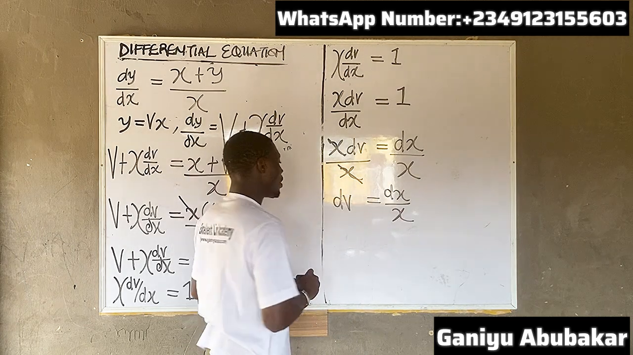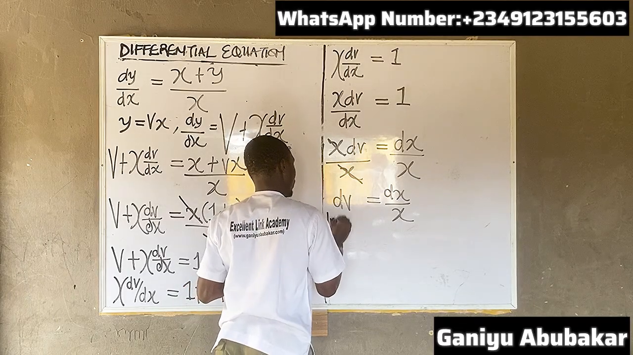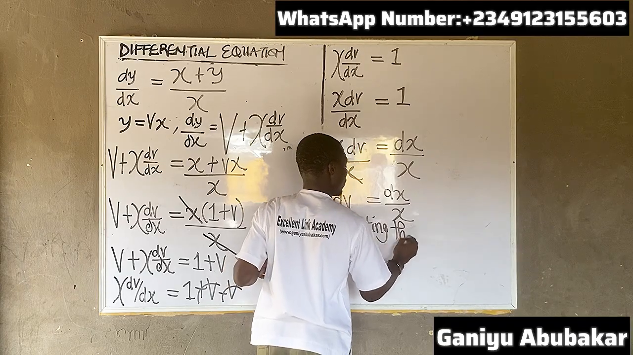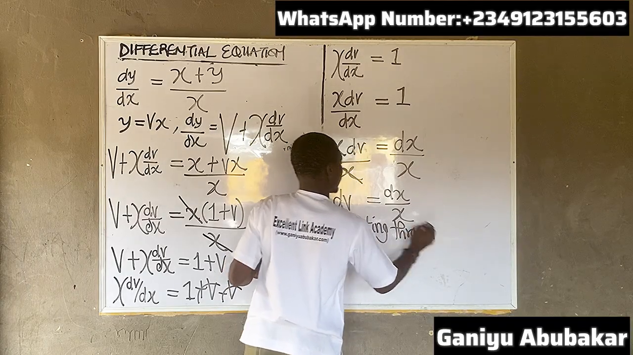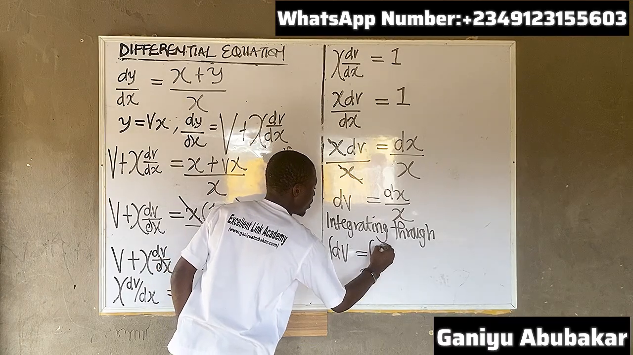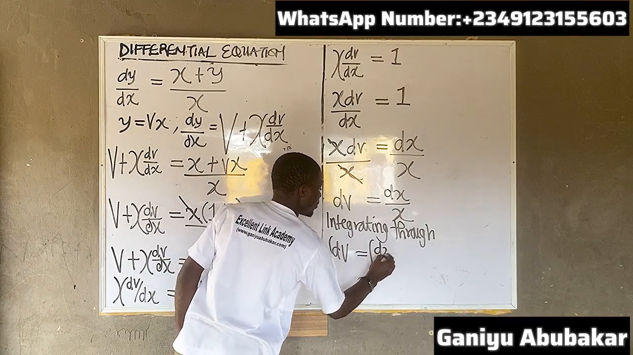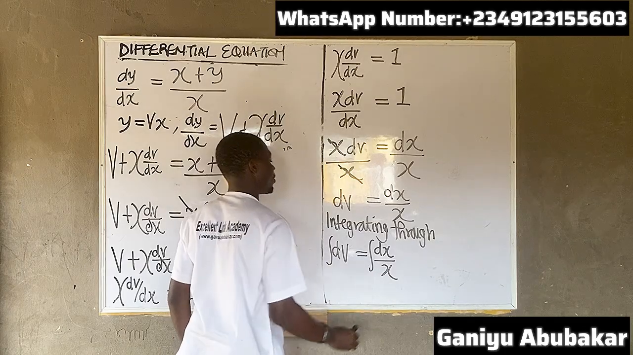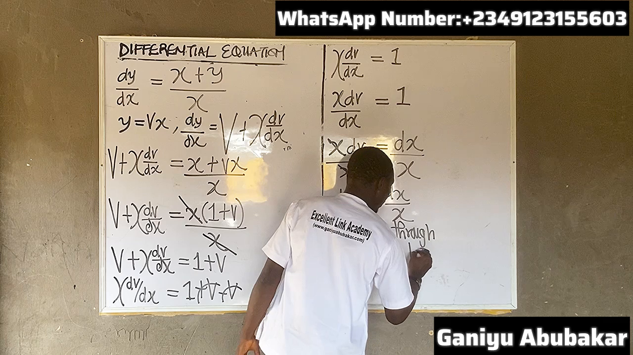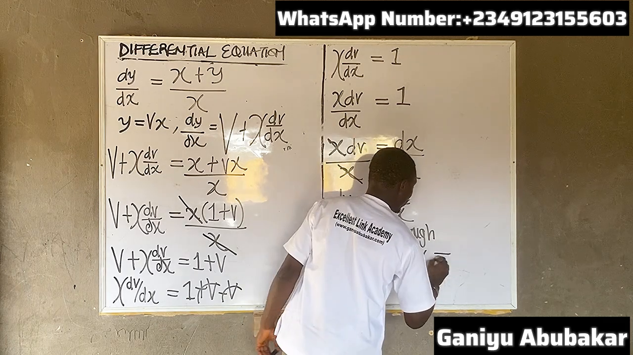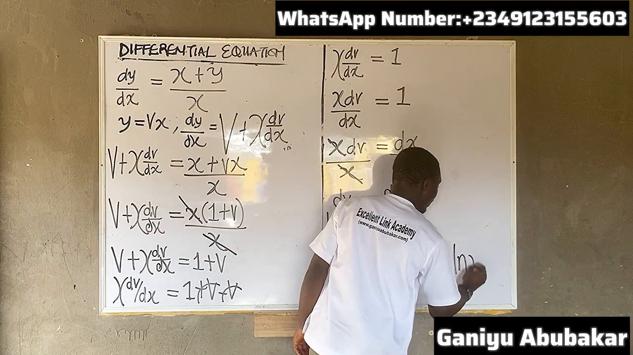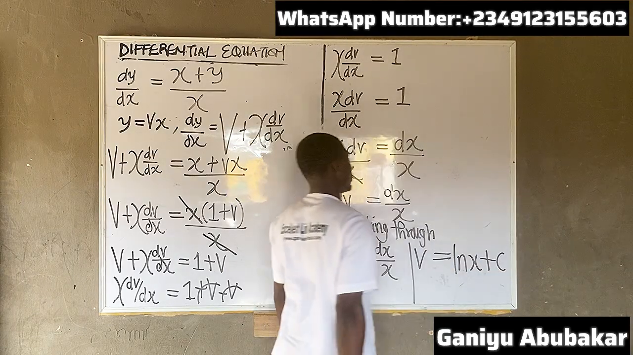I've separated them. Let's start integrating through. That gives you the integral of dv equals the integral of dx over x. From here, if I integrate dv, I'll have v, which is equal to, this can be expressed as 1 over x, that gives you ln x, then of course plus c.